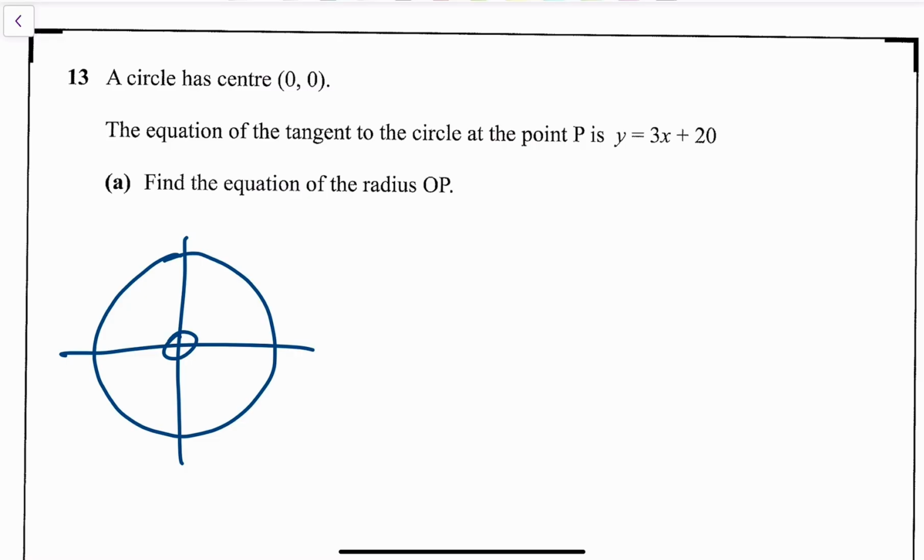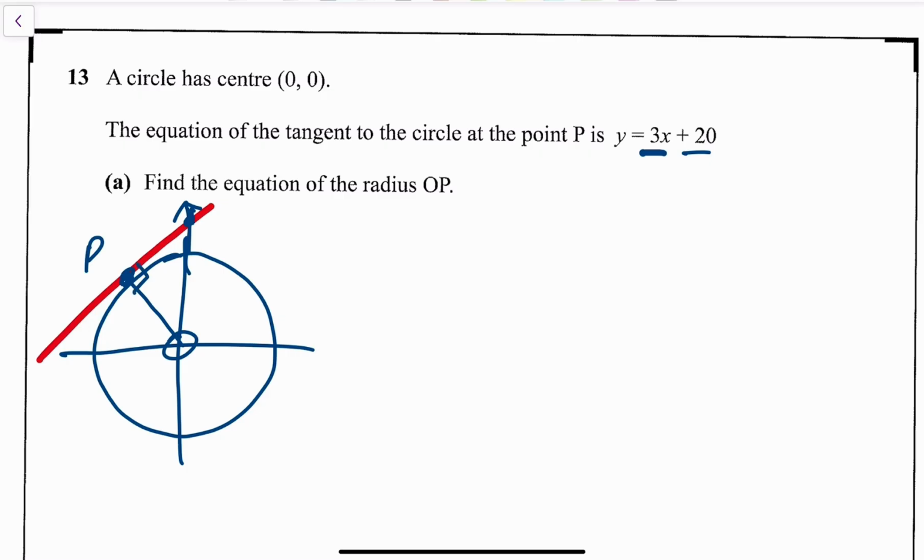There's my O. The equation of the tangent to the circle at the point P is 3x plus 20. So it has a positive gradient. So it's either going to be here to have a positive gradient, or it's going to be here. Now it has to be this top one because the intercept is 20. So this tangent has to cut through 20. So this is going to be my point P. So a wee sketch I think is useful.